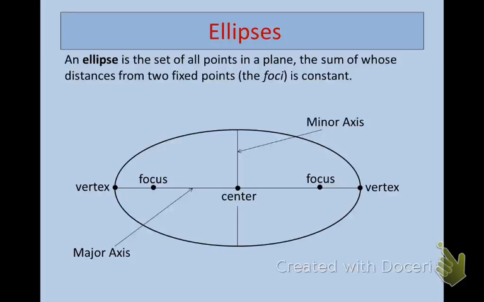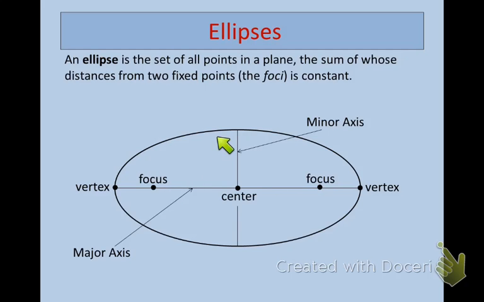So here is an ellipse. We don't really have to focus on this. This is the formal definition. But an ellipse is a set of all points in a plane such that the sum of the distance from the two fixed points, the foci, these two things, is constant.